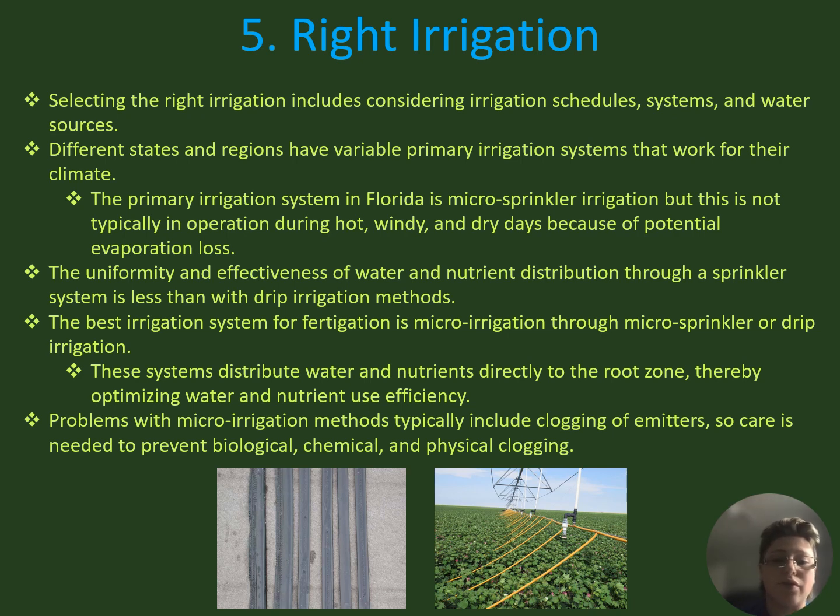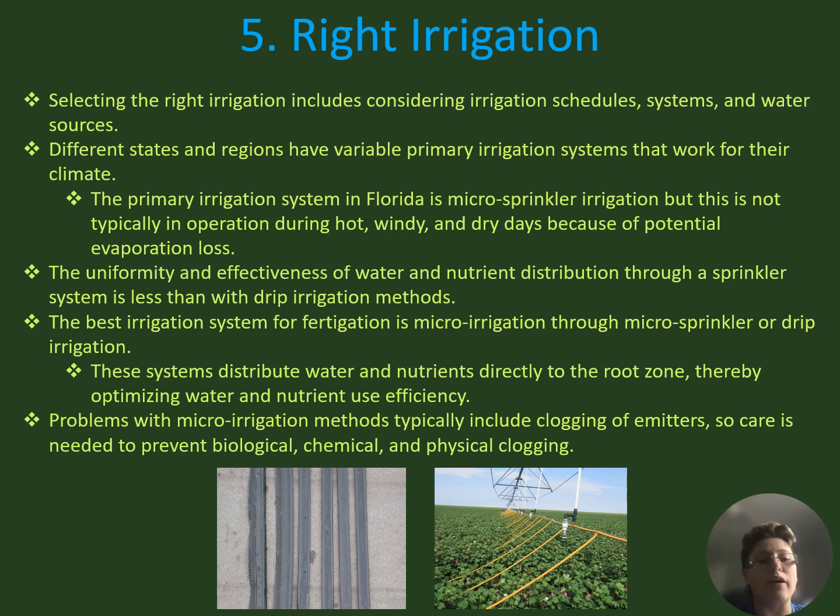The fifth component of the 5R's is specific to Florida's sandy soils. So selecting the right irrigation includes considering irrigation schedules, systems, and water sources. Different states and regions have variable primary irrigation systems that work for their climate. The primary irrigation system in Florida is microsprinkler irrigation, but this is not typically in operation during hot, windy, and dry days because of potential evaporation loss.